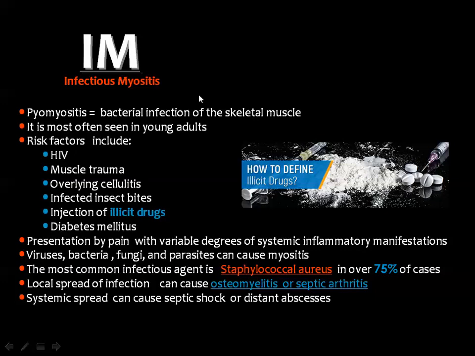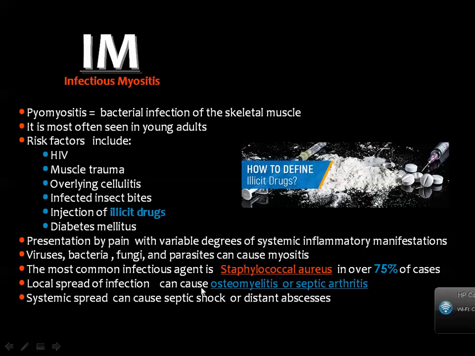The infectious myositis is the inflammation of the skeletal muscles by bacteria seen in young adults, and these are the risk factors: the HIV, muscle edema, cellulitis, insect bites, injection of drugs, and diabetes. And the most commonly encountered organism is the Staphylococcus aureus, which is seen in about 75% of the cases.